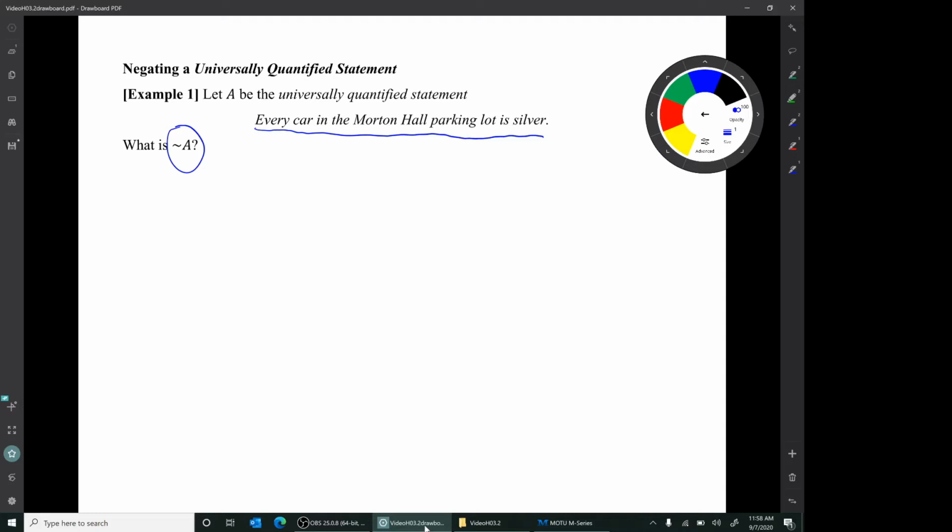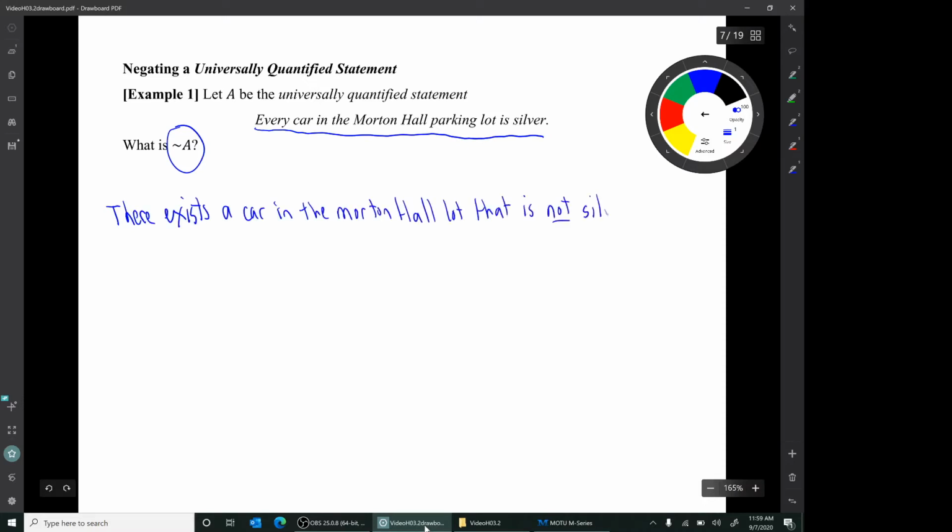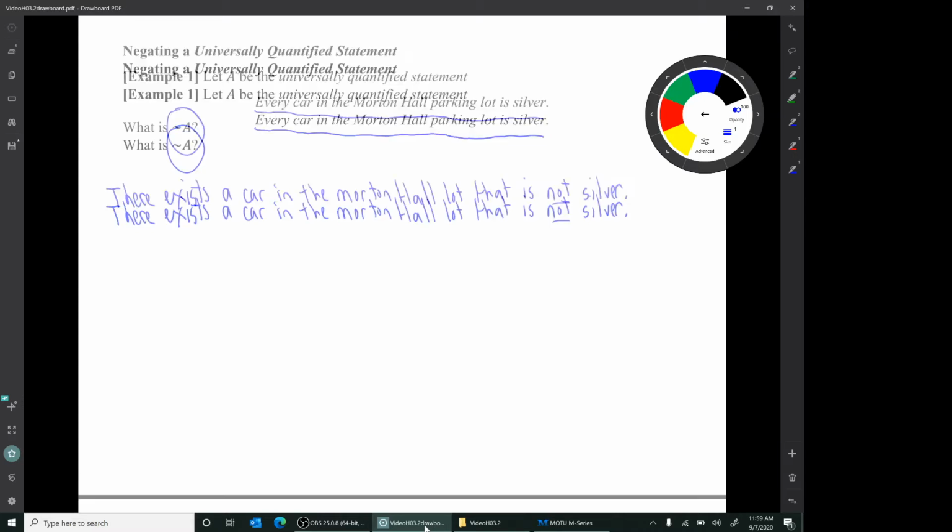Would you have to go out to the Morton Hall parking lot and check every car and find out if that car is silver or not? No, you wouldn't have to do that. All you would have to do is go out into the Morton Hall parking lot and find a car, at least one, that was not silver. So the negation of statement A would be this. The negation would be, there exists a car in the Morton Hall lot that is not silver.